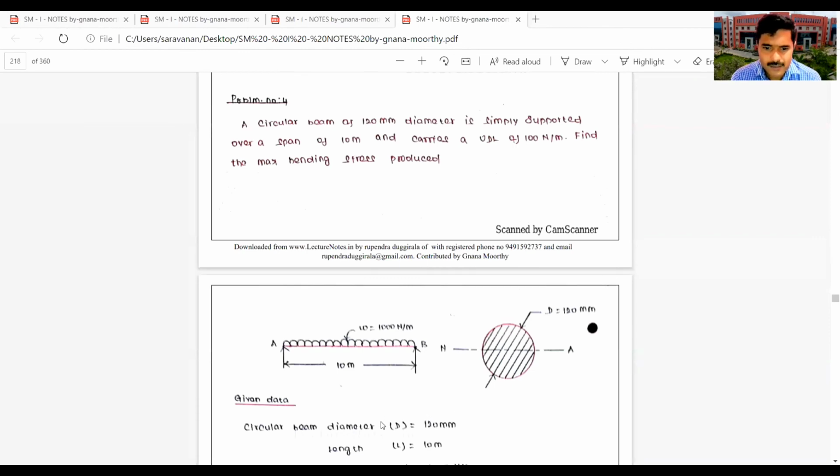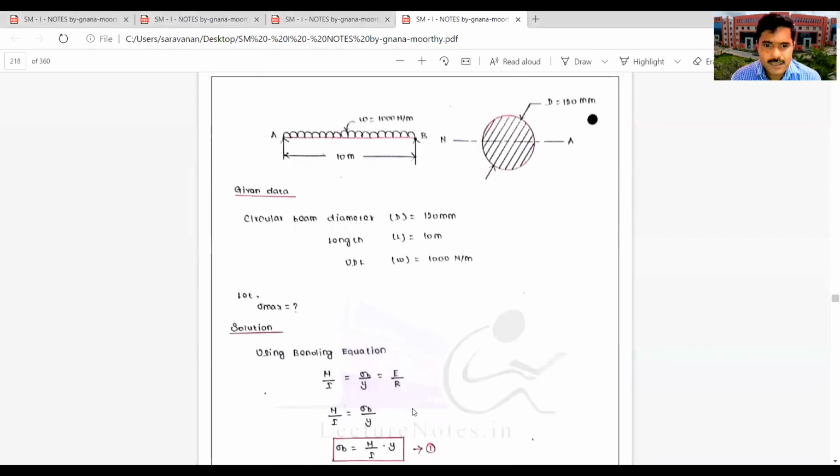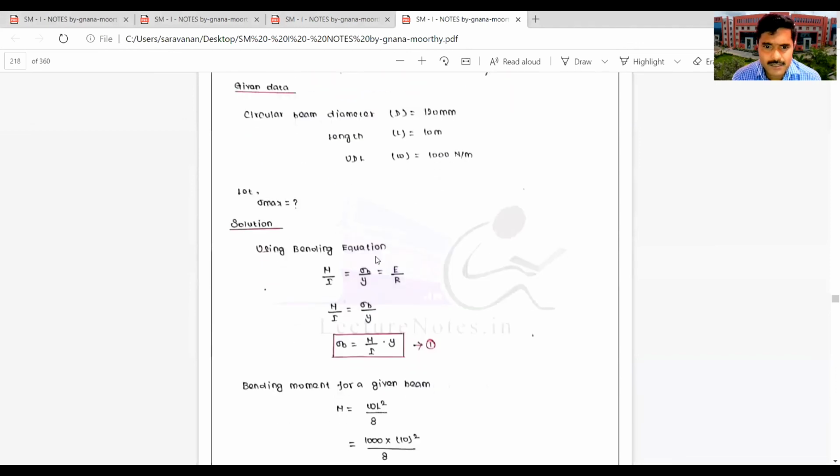So given data you can write. Circular beam diameter capital D 120 mm, length L given 10 meter, and UDL W given 1000 Newton per meter. Sigma max, maximum bending stress they are asking. So what you have to do, you have to use the bending equation M by I equal to sigma B by Y equal to E by R. So you can consider this equation M by I equal to sigma B by Y, sigma B equal to M by I into Y. Right?